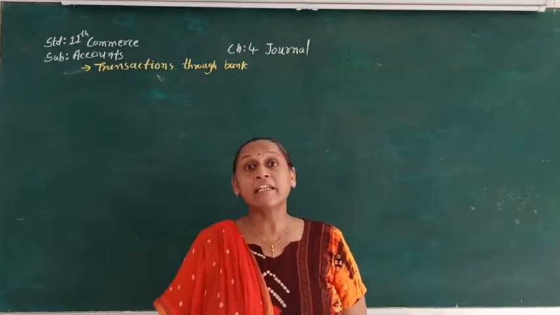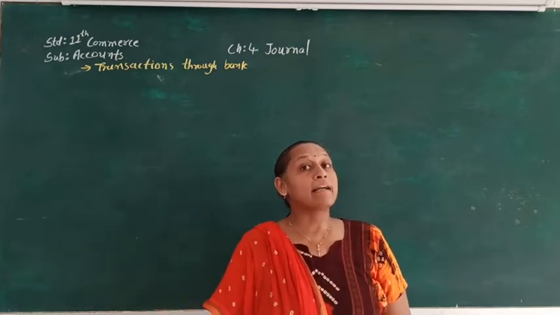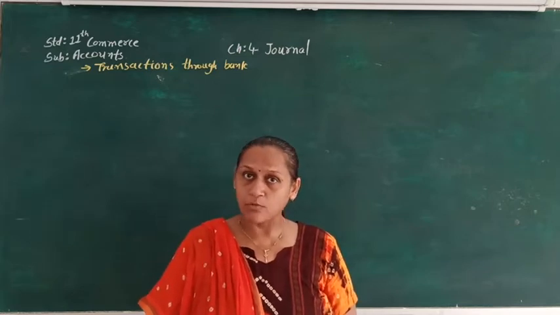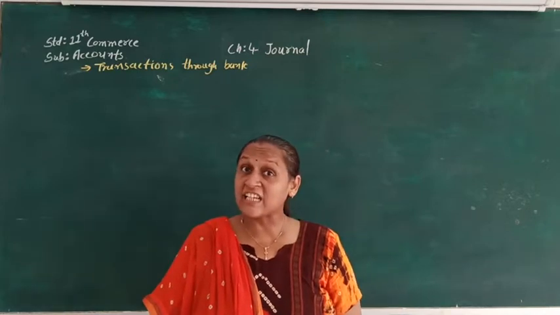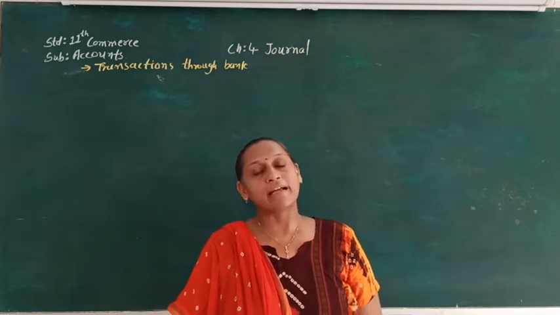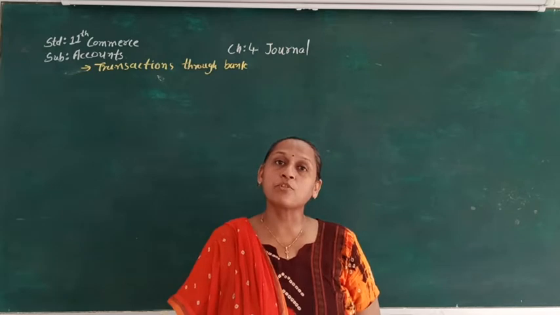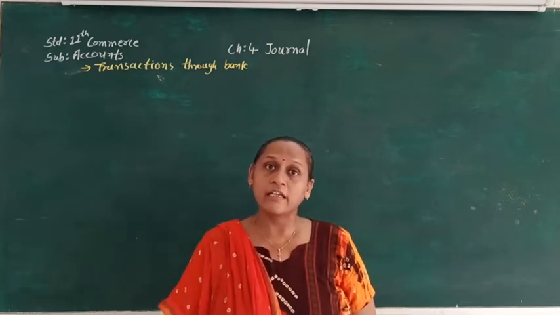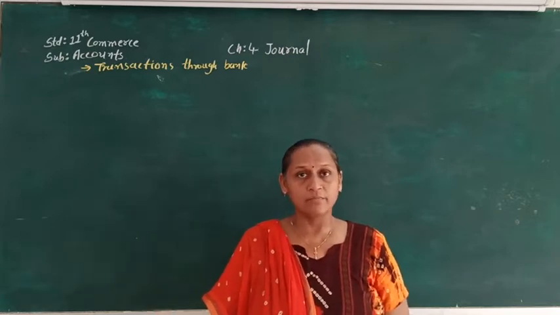When we are receiving interest from the bank, bank interest is our income, so bank account debit to bank interest account, that journal entry is supposed to pass. And when the bank is debiting any bank charges, it is our expense. For that, bank charges account debit to bank. So these are some journal entries we are supposed to pass when there is a transaction through bank. Let's try to see the same with the help of a sum, and here is your sum.